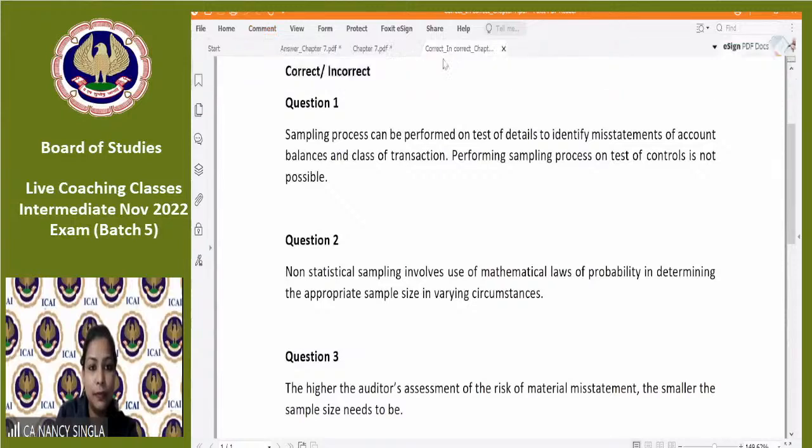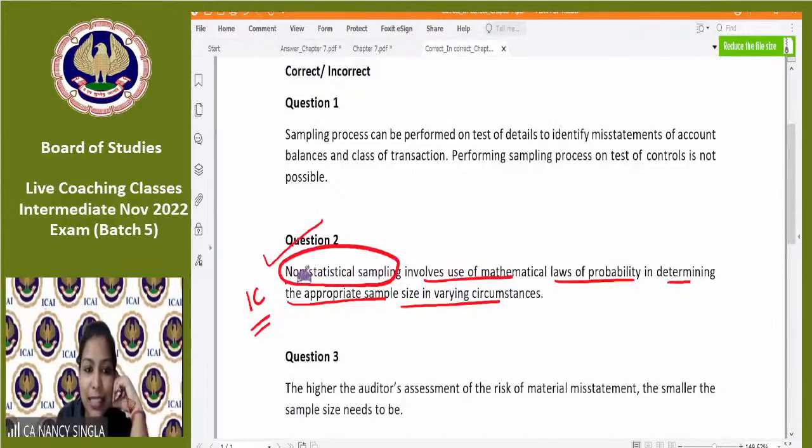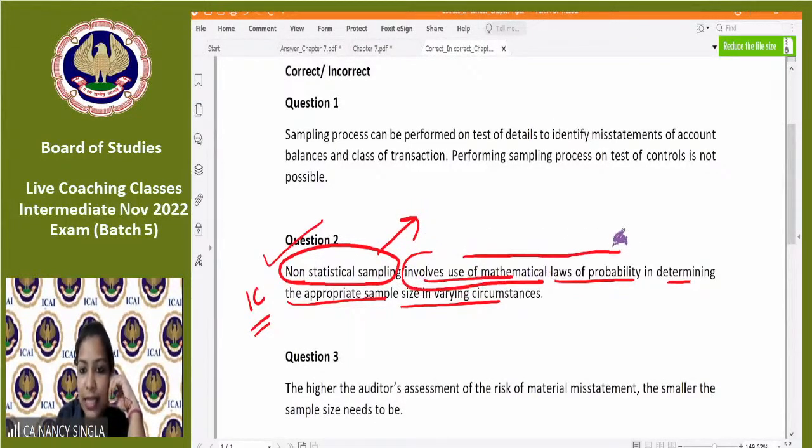Non-statistical sampling involves use of mathematical laws of probability in determining the appropriate sample size in varying circumstances. देखो, this is incorrect. अब now how to write the reasoning? तो non-statistical sampling के बारे में लिख दो एक line. And this basically is what? Statistical. तो यहाँ पे इसको correct कर दो. So your reasoning is done. ठीक है, देखो कैसे किया.